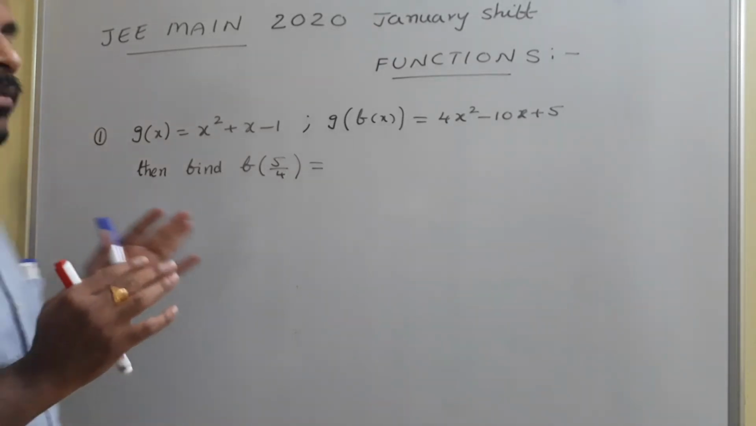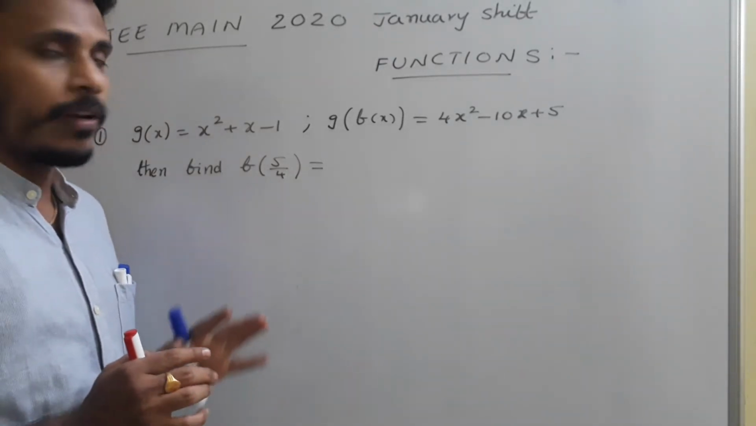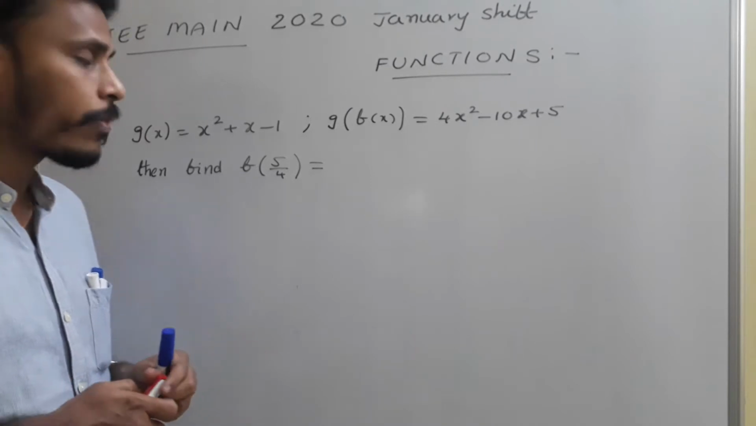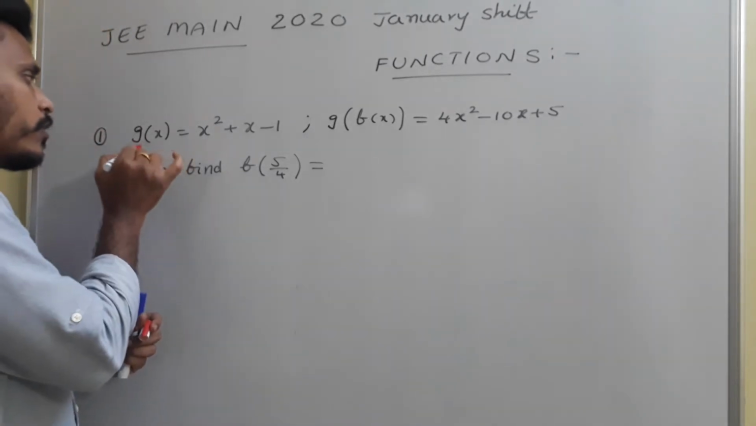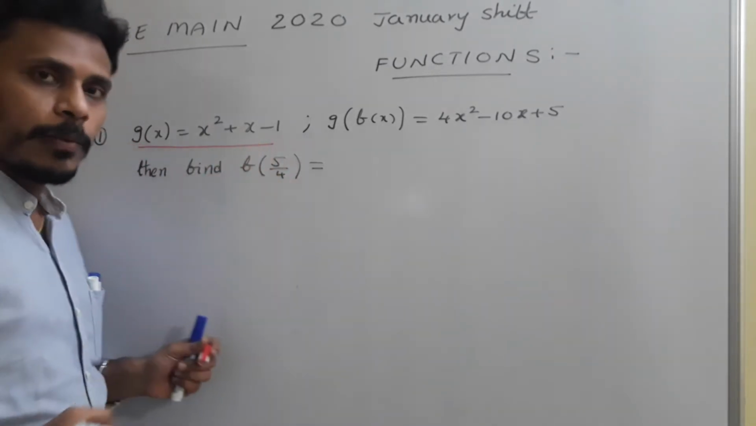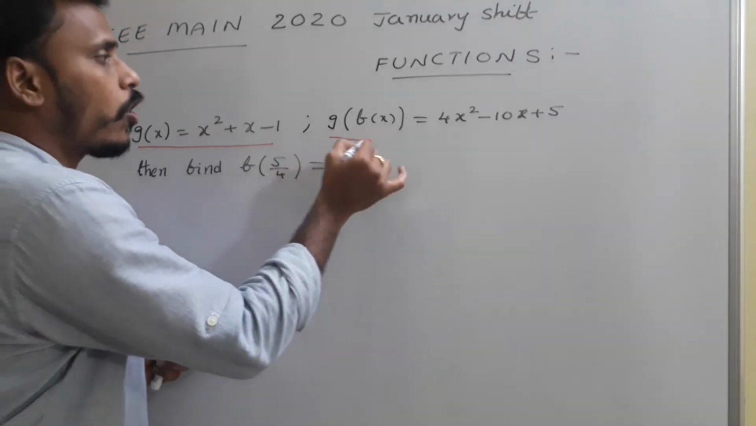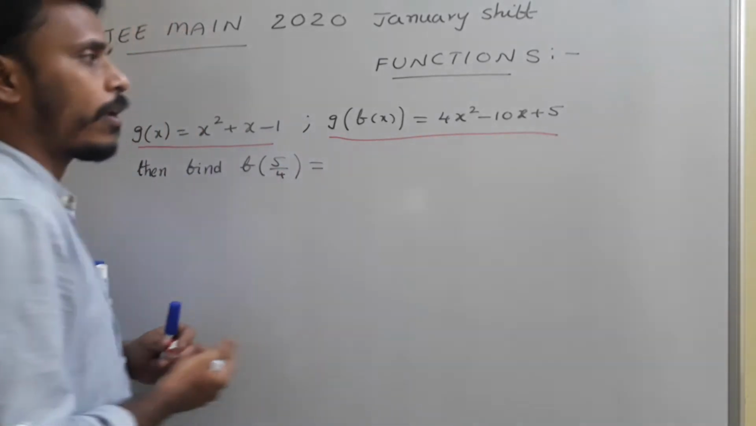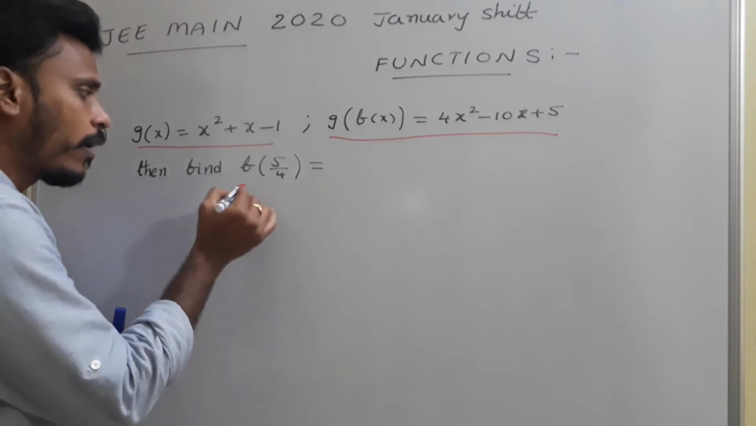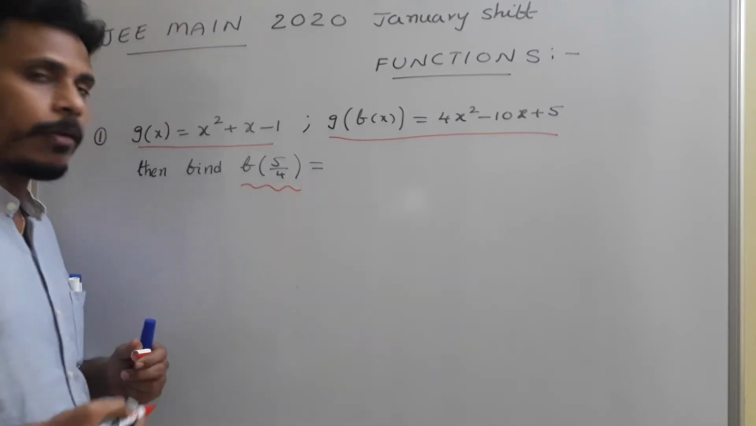So, JEE Main 2020 January shift functions questions. Okay, so this is one such question. g of x is given like x square plus x minus 1. g of f of x is given like 4x square minus 10x plus 5. We need to calculate f of 5 by 4.